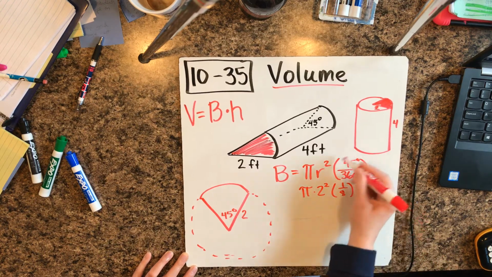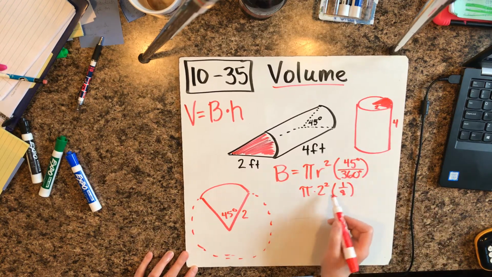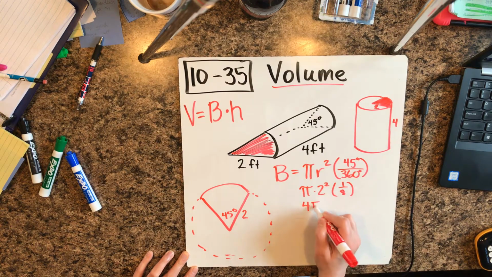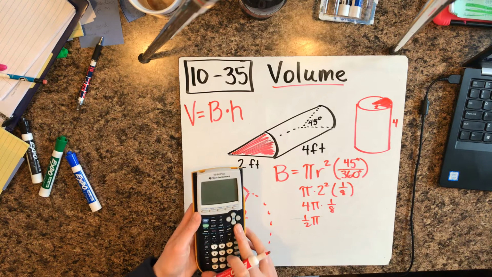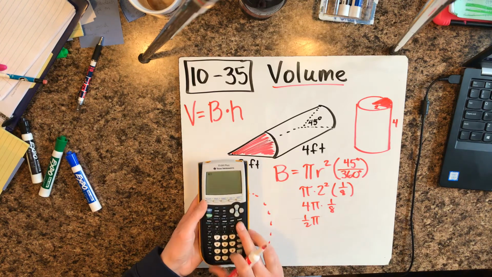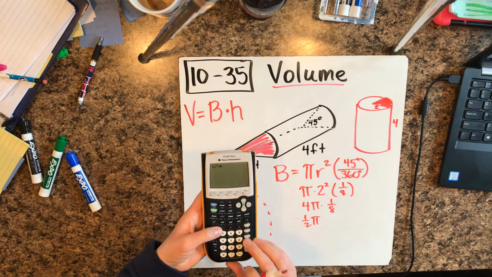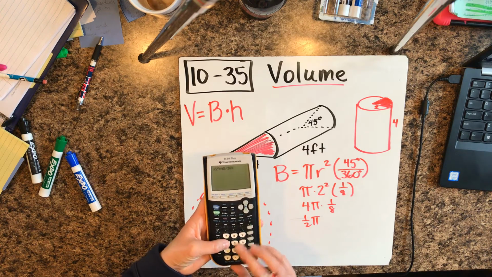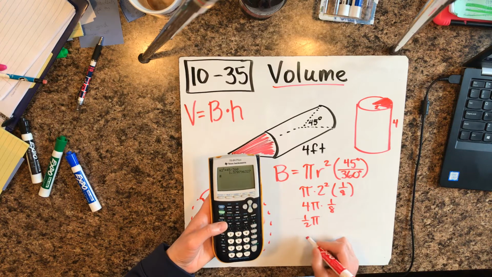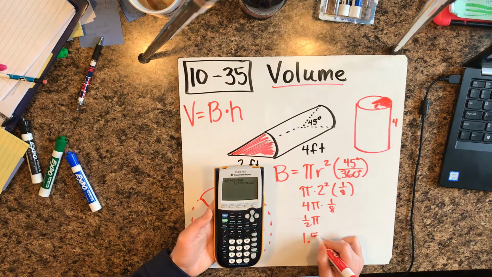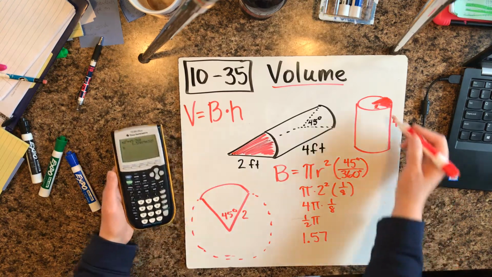You can simplify that, or you can throw it all into your calculator together. 2 squared we know is 4. So this is really 4 pi times 1/8. That's the same as 1/2 pi. That's some math I'm doing in my head, but I certainly could just say pi times the radius squared times 45 degrees divided by 360 degrees, and I could get that the area of the base is approximately 1.57. Okay, now that's the area.